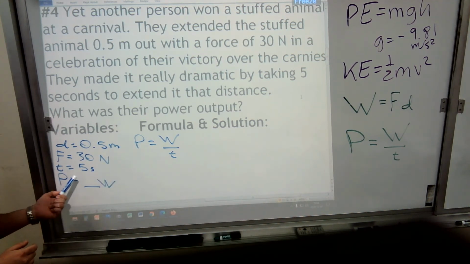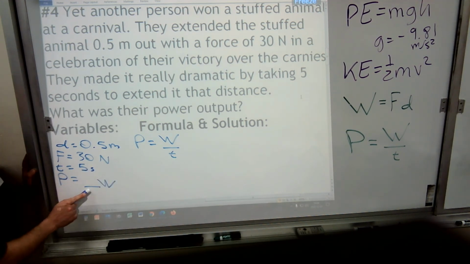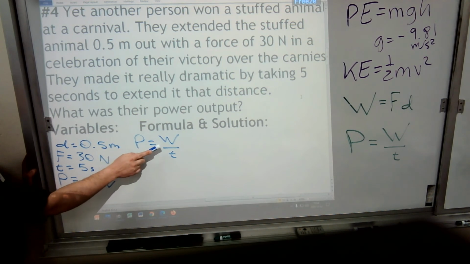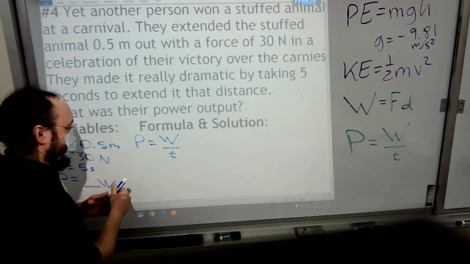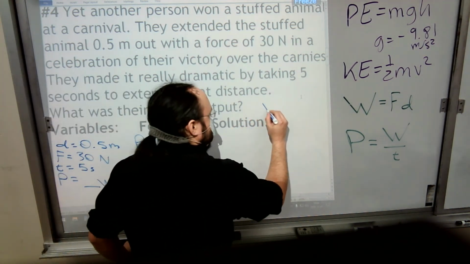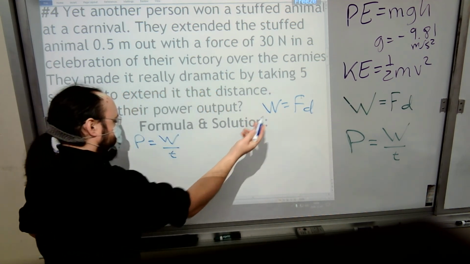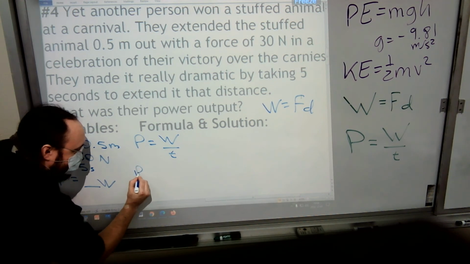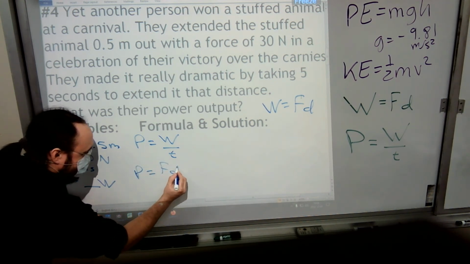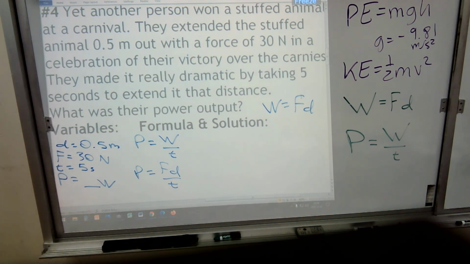Let's see. We've got time, so I can put my time in for T, and we're looking for power, so I can just write P. It did not give us W. This is where we have to split that W up, because work equals force times distance. Instead of work divided by time, instead of work, I'm going to write force times distance. So I'm going to do force times distance divided by time. Then it'll be fine.